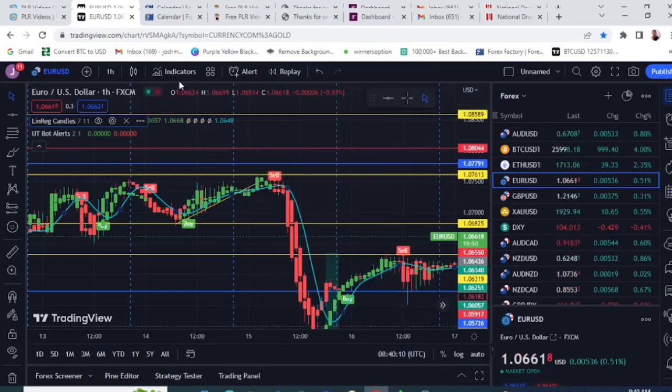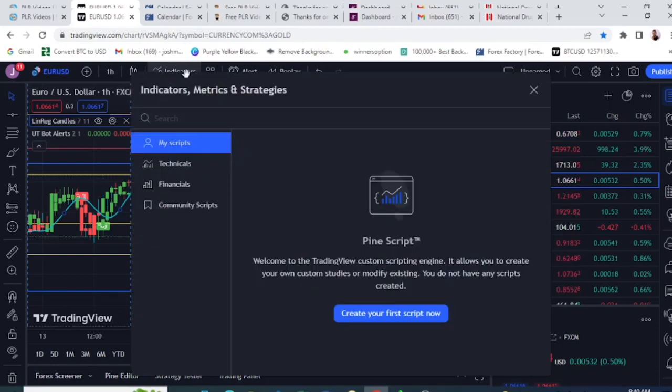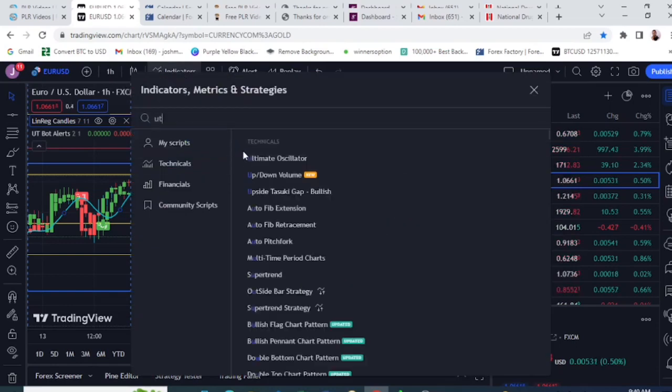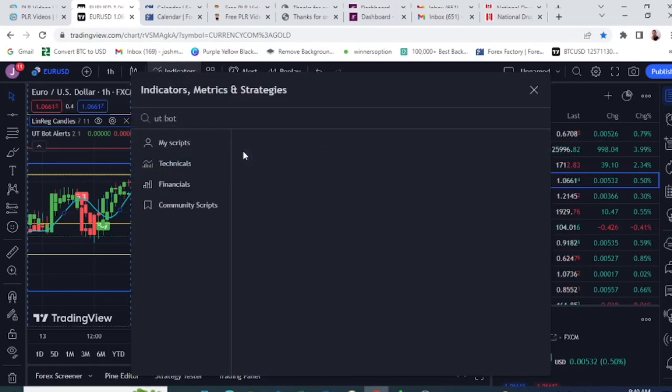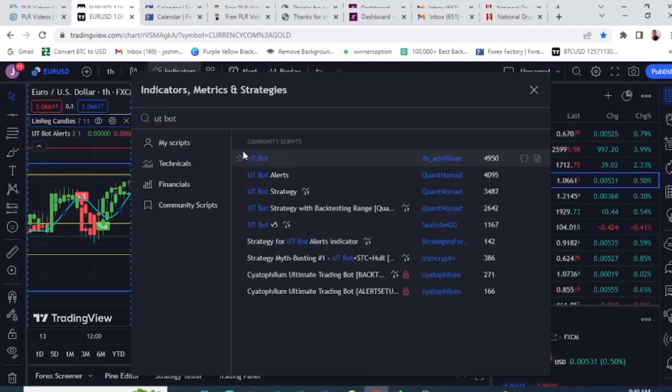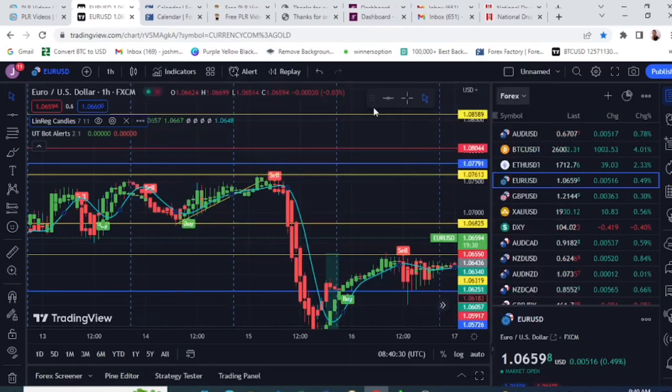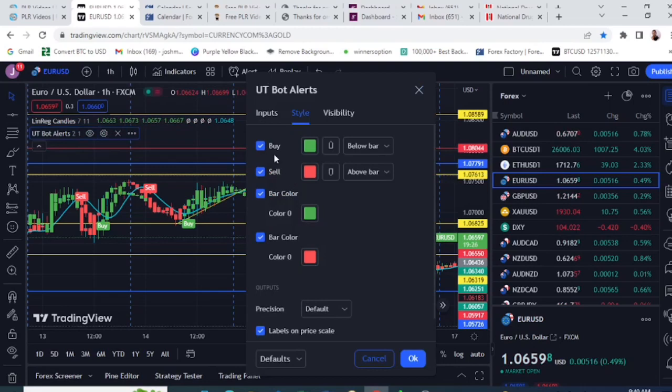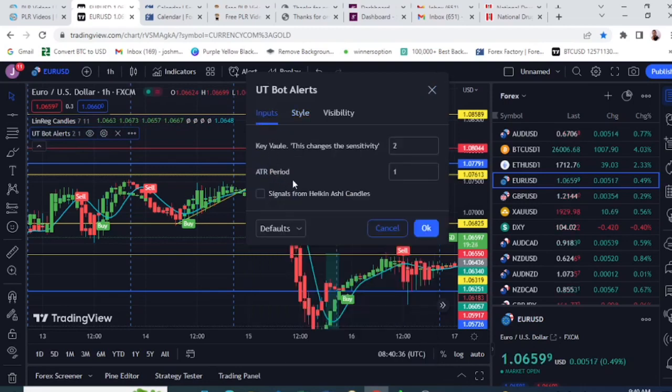So the next indicator you're going to add is UT Bot. Go back to indicators and type UT Bot, UT Bot, UT Bot, Quant Norman alert. So this indicator here, you click on it to add to your chart. So you have already added it to the chart, so I'm going to open here to show you the settings. So let's start with settings.